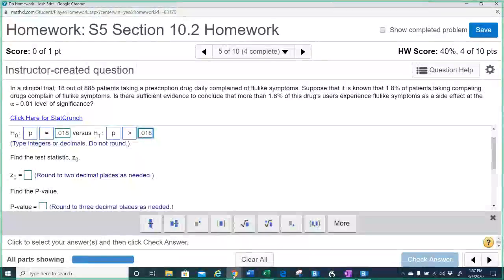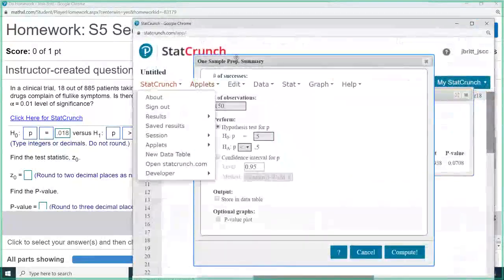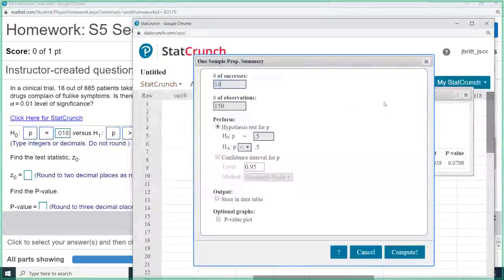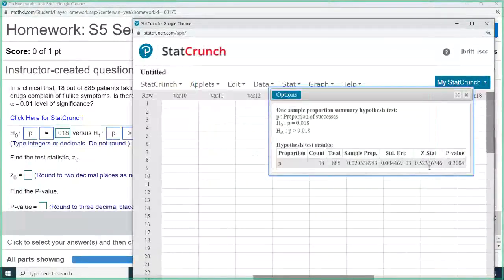So now we can get our test statistic. We've got 18 out of 885. The hypothesis is 0.018 and a right tail test, more than. So the test statistic to 2 decimals is 5.2.